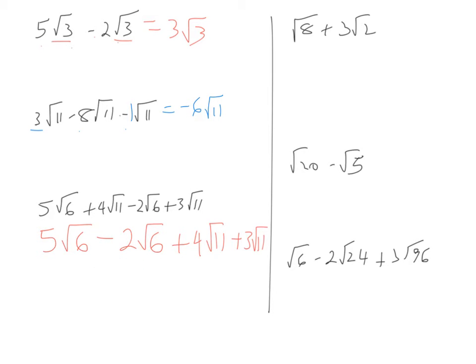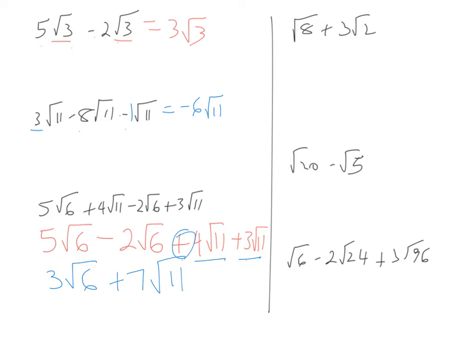So just like 5 minus 2 over here, we are left with 3 root 6. And then we've got 4 root 11 plus 3 root 11, that's a plus as well, so that's plus 4 plus 3, so we have plus 7 times the square root of 11.